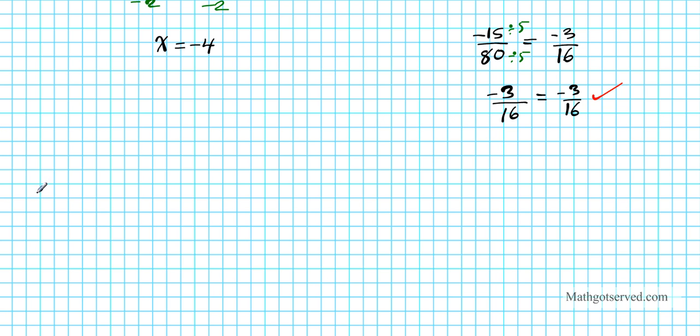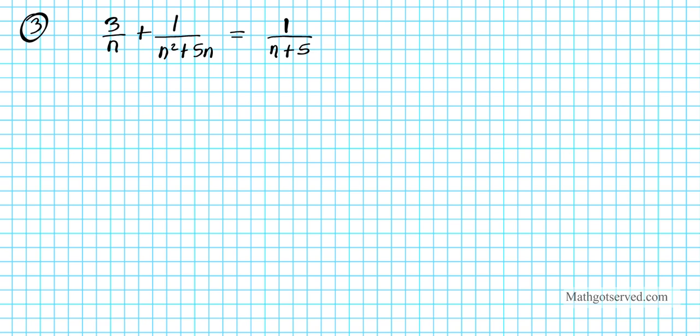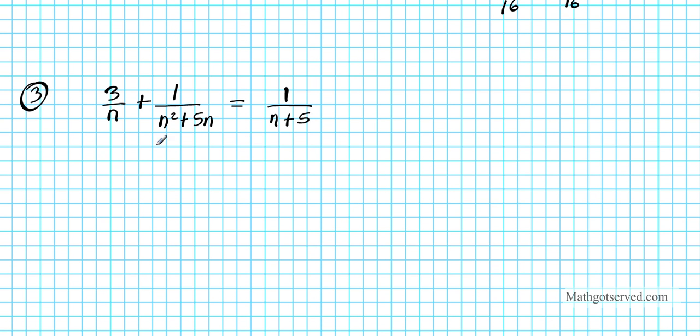All right. Let's move on to question number 3. So in question 3, we're going to solve 3 over n plus 1 over n squared plus 5n equals 1 over n plus 5. Okay. All right, so let's go ahead and do this. I need all the denominators to be identical. So to make it easy to find the LCD, to make them common, we need to factor all the denominators.